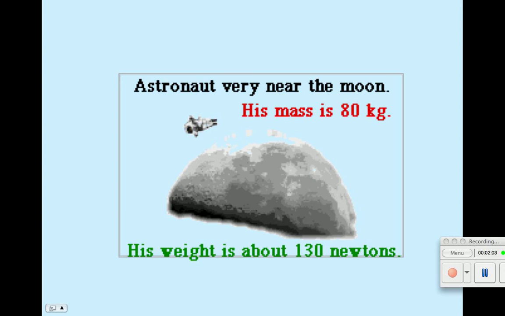And if you bring him near to the moon, where the pull of gravity is not as strong because the moon's mass is so much smaller than the Earth's, again, he still has the same amount of matter, unless he lobs off a leg or something, but his weight is much lighter, 130 newtons, because the pull of gravity is much less.